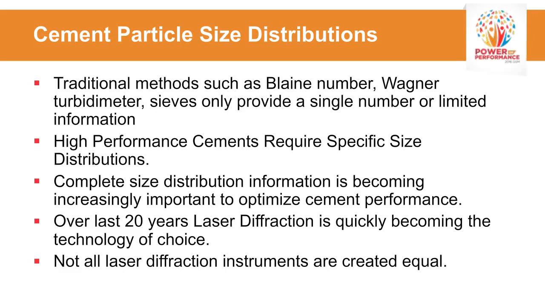So traditionally, methods used in the cement industry have been Blaine number, Wagner turbidity meter, and probably more commonly sieves. But these only provide a single number or limited size information about the cements. And what has happened over the years, as high performance cements have been needed with more stringent requirements, is that the particle size distribution information is needed in more detail to more properly control the quality of the cement versus its desired performance.